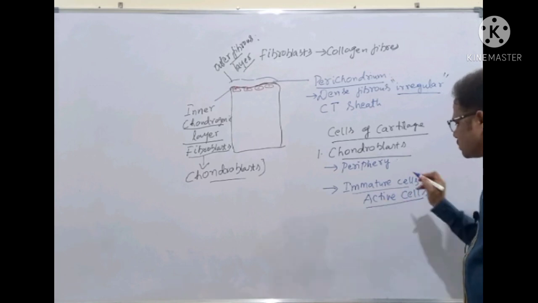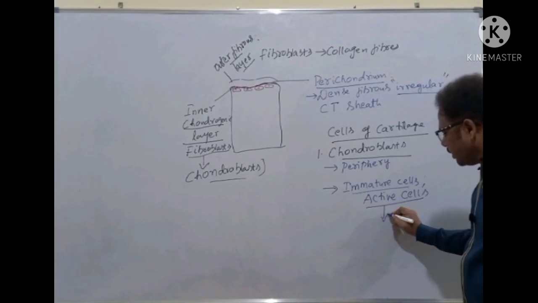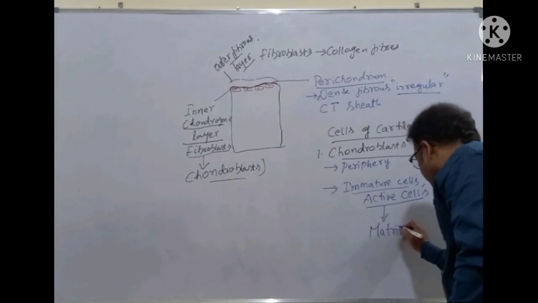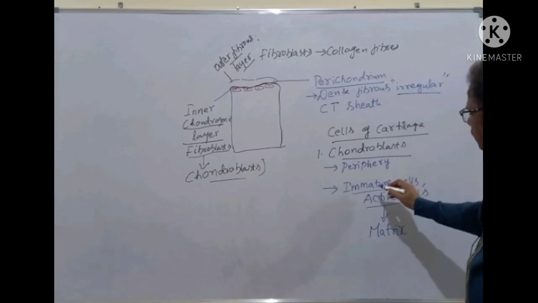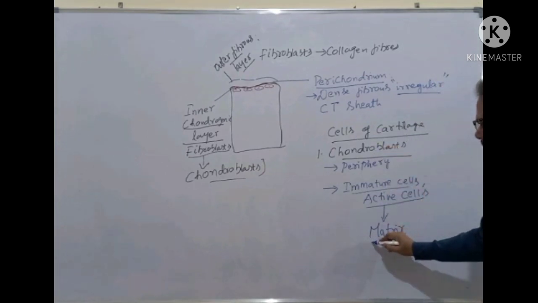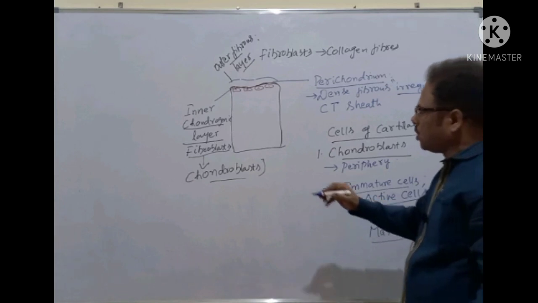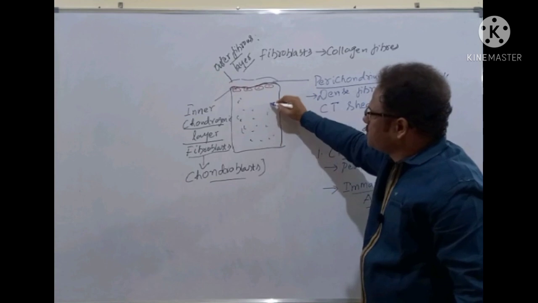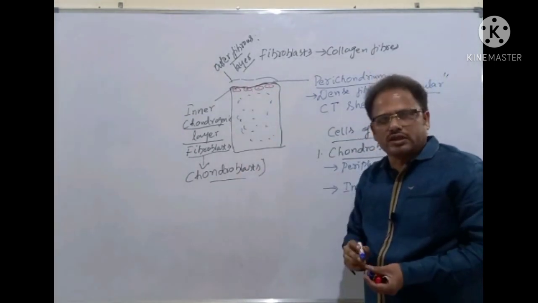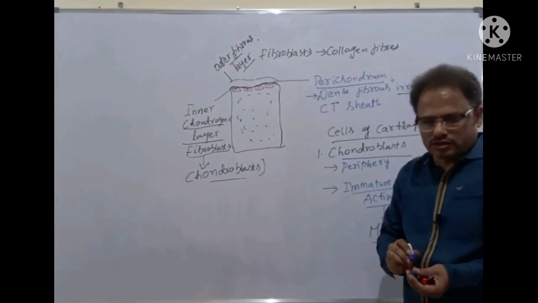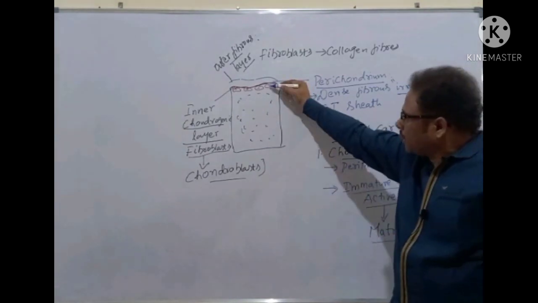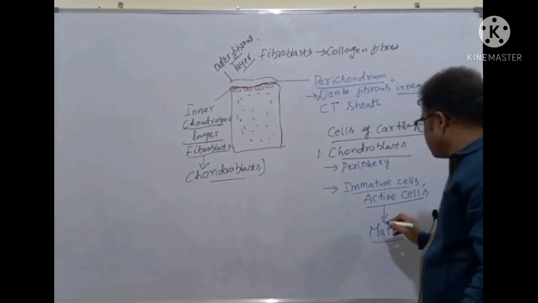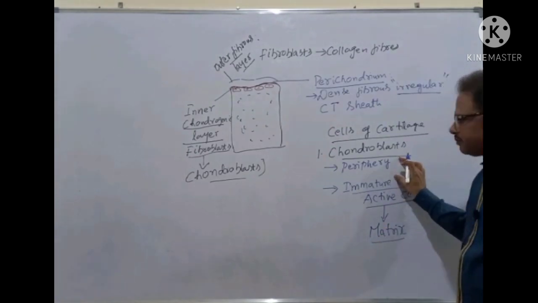Why are they called active cells? Because they secrete the matrix. The immature cells called chondroblasts secrete the matrix, here called the extracellular matrix. The matrix which is present outside the cell is called the extracellular matrix. Clear, students? The chondroblasts secrete the extracellular matrix. That's the principal function of the chondroblast.